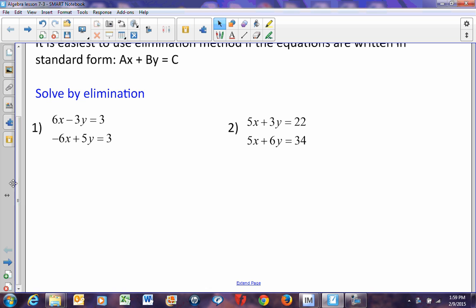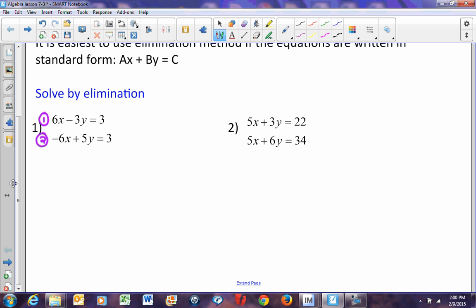As I did with the substitution method, I like to number my equations 1 and 2 because it makes it easier to refer back to them. So I have two equations here. I have equation 1, which is 6x minus 3y equals 3, and I have equation 2, which is negative 6x plus 5y equals 3. If I look at these two equations, I can see right now that if I added these two equations together, all the x's would get eliminated because 6x and negative 6x is 0x, and 0 times x is 0.